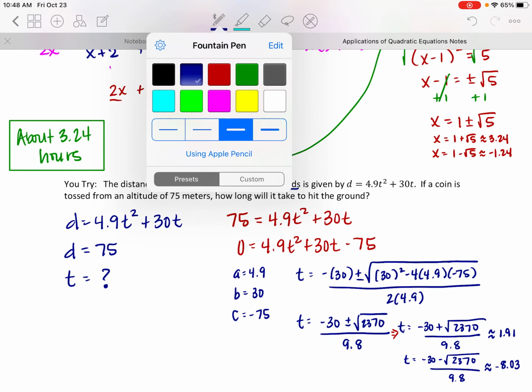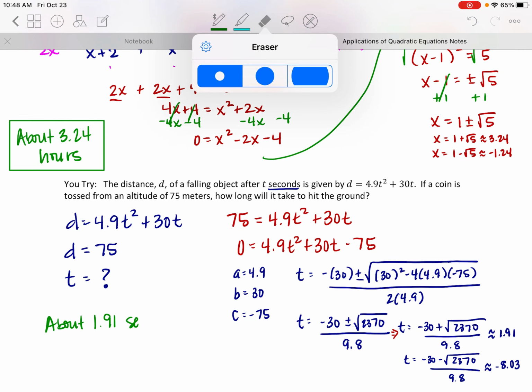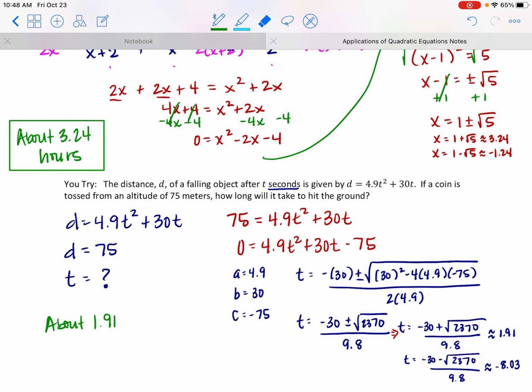So this is going to take about 1.91 seconds, or about 2 seconds. If you wanted to round it, that would totally be okay. But since we have some of the decimal, I'm going to keep it.